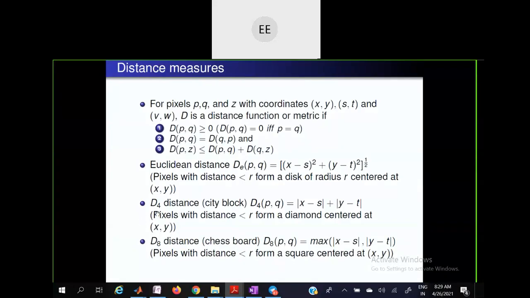Another distance measure is called the d4 distance. It's also called city block distance. It is the absolute value of x minus s, that means even if this value becomes negative, you take the positive of that, plus the absolute value of y minus t. Let us take an example and do this later. So this would be the distance: modulus of x minus s plus modulus of y minus t.